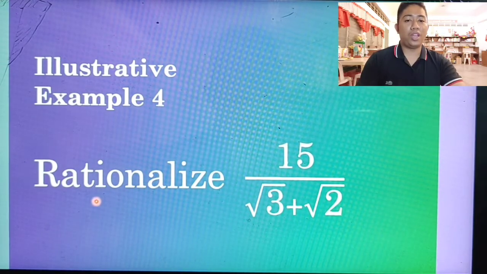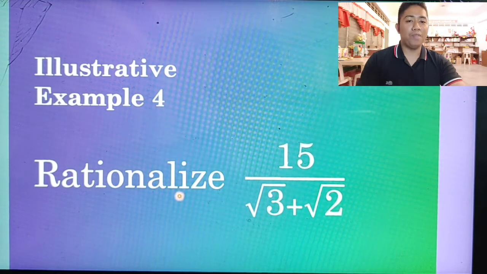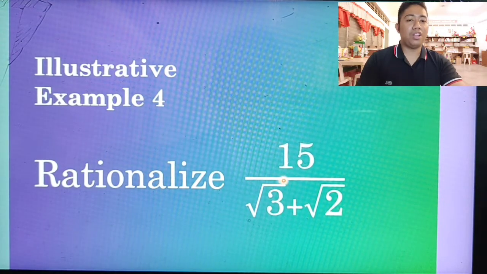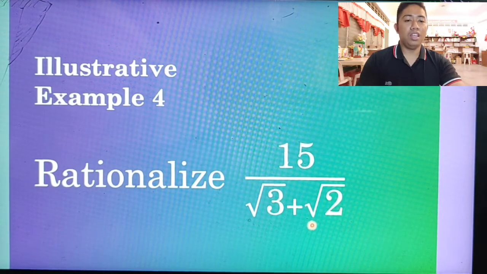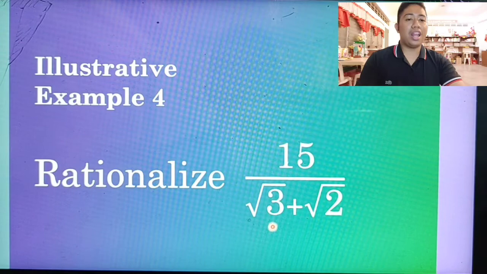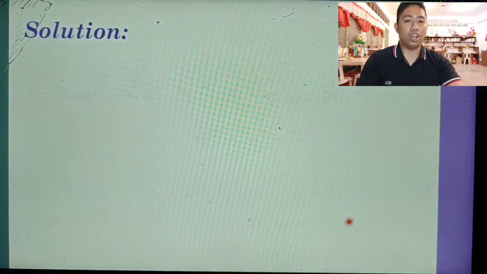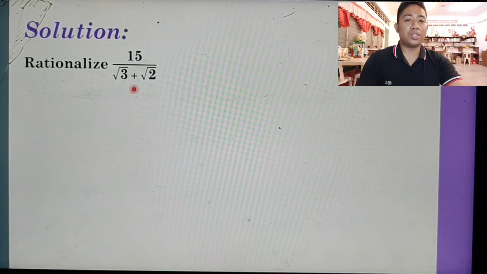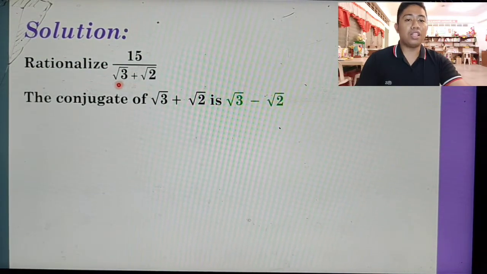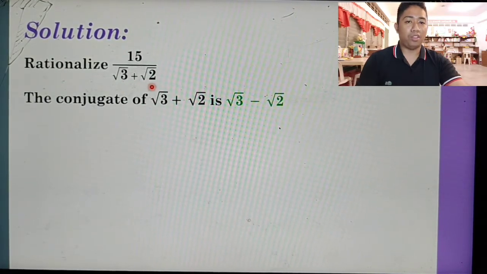So let's start with the first example, which is illustrative example number 4: rationalize 15 all over the square root of 3 plus the square root of 2. To rationalize the given radical expression, here is the solution. In order to rationalize this kind of radical expression, let us focus on the denominator, which is square root of 3 plus square root of 2.